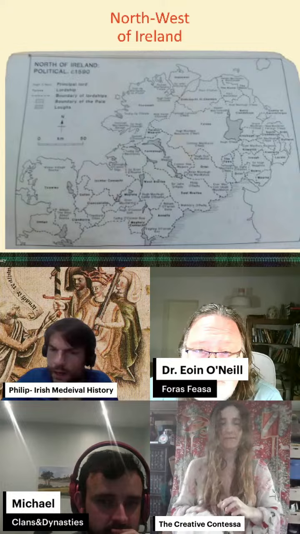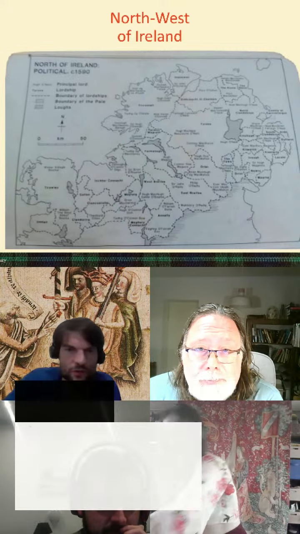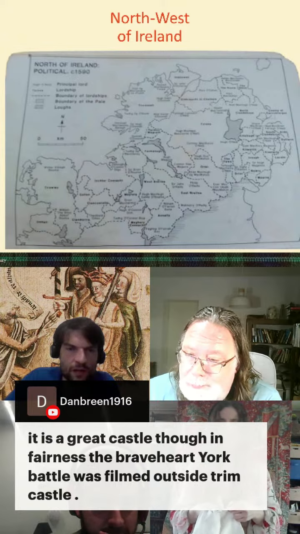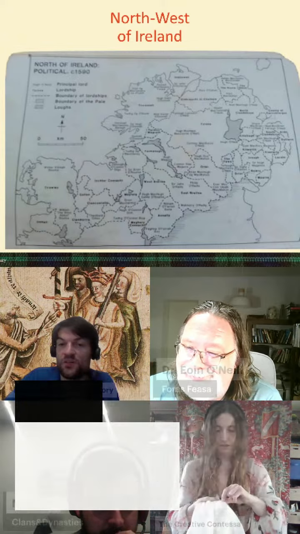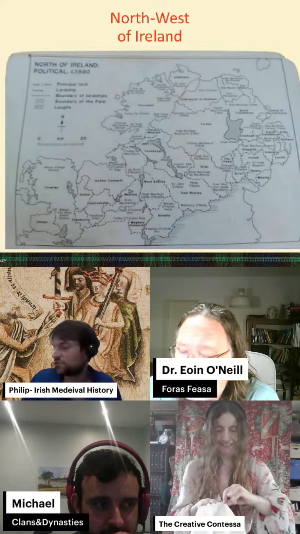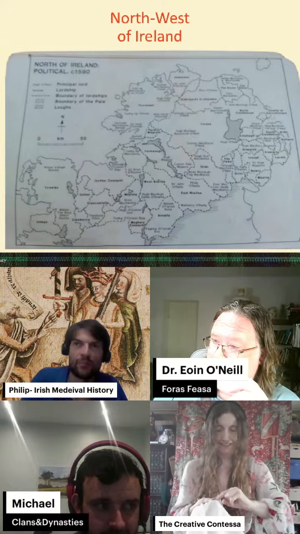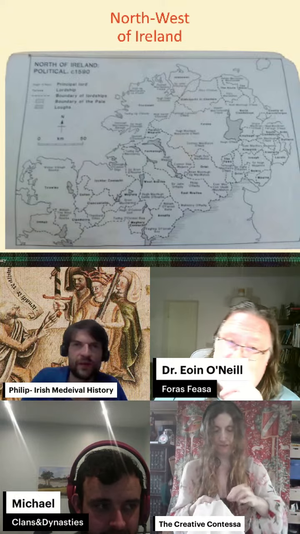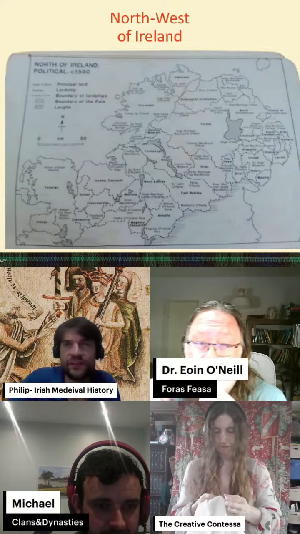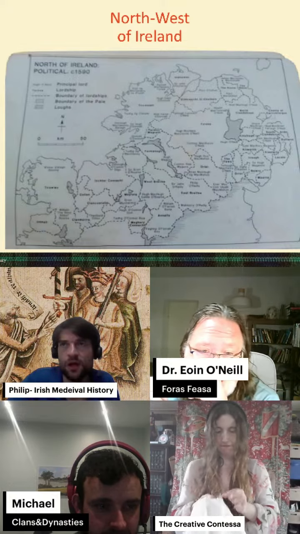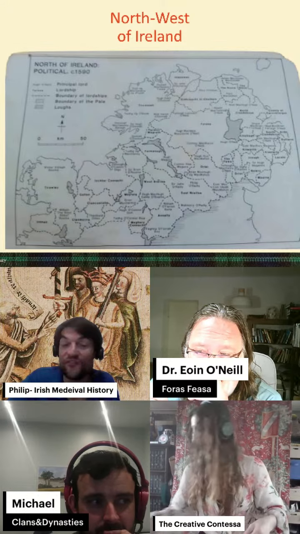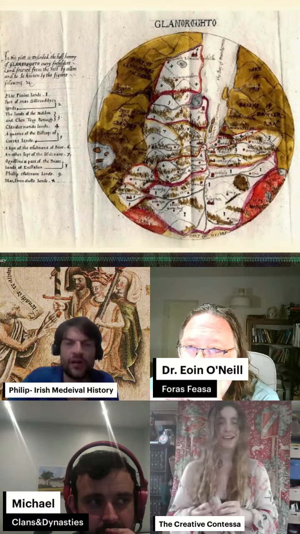Happy days. I just want to finish up this one. It is a great castle, though. In fairness, the Braveheart York battle was filmed outside of Trim. Yes, it was. It was probably one of the few things, looking back at it now, the way they had done up Trim Castle for the movie Braveheart, which is set during the Scottish War of Independence, was absolutely magnificent. A brilliant siege. They definitely did Trim Castle more dignity than they did with the clothing, which is actually fitting going into our next little topic here.